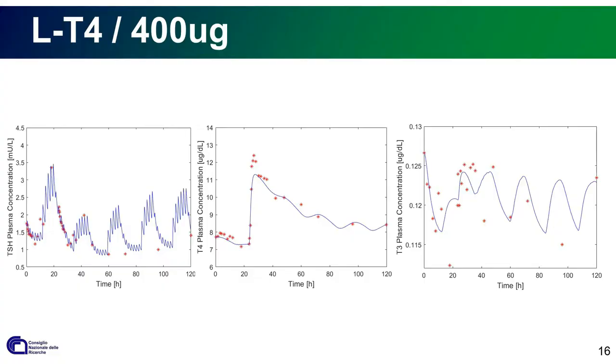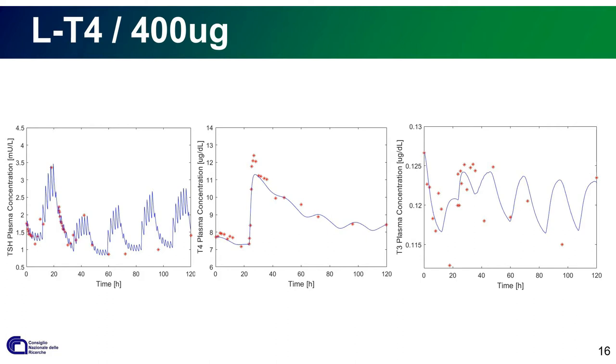In this slide, we have the TSH, T4, T3 plasma concentrations of the model prediction, blue line, against the observed data points, red asterisks, in 5 days of simulation after 400 micrograms of levothyroxine administration. In the time axis, 0 corresponds to 8.5 a.m., 20 to 4.5 a.m., and so on.